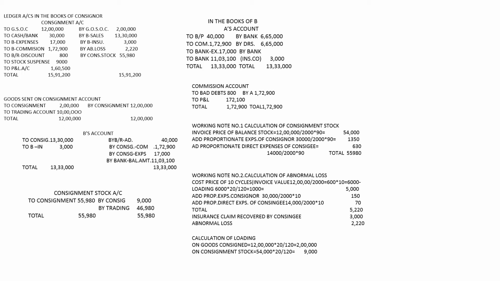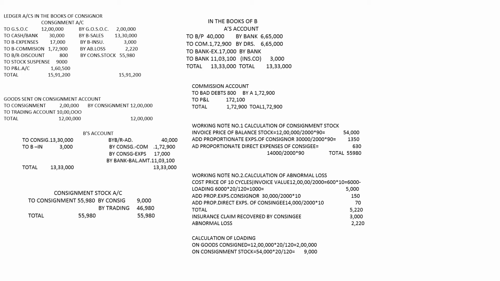Now less loading would be 6,000 into 20 upon 120, that is 1,000. From 6,000 we will subtract 1,000, the remaining would be the cost price of 10 cycles. Add proportionate expenses of consignor, 30,000 upon 2,000 into 10, that is 150.